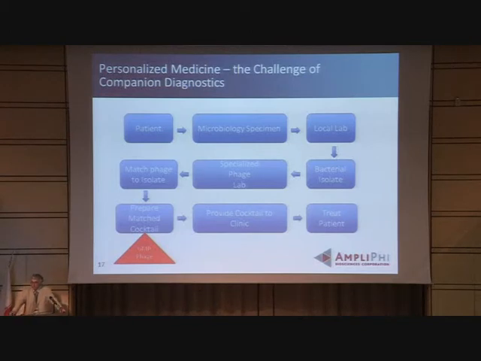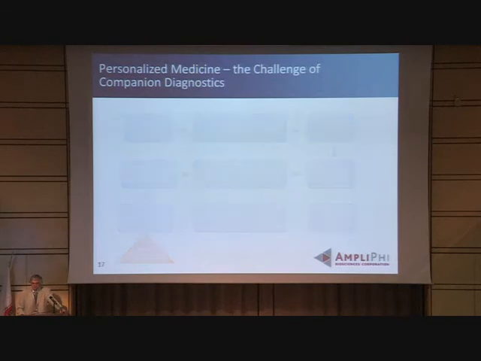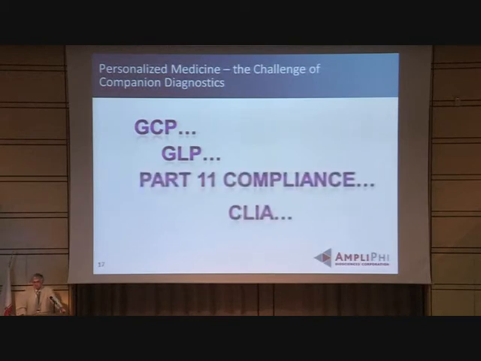Now, it's a fairly complex flow, but it is key that at every stage what is sent is what arrives. It is documented that what is sent is what arrived. And if asked several years later, you can verify that what was sent is what arrived. There are a lot of acronyms here: GCP, GLP, Part 11 compliance, CLIA, HIPAA. These are all various sets of regulations that apply to make sure that is the case, and they all have to be done.